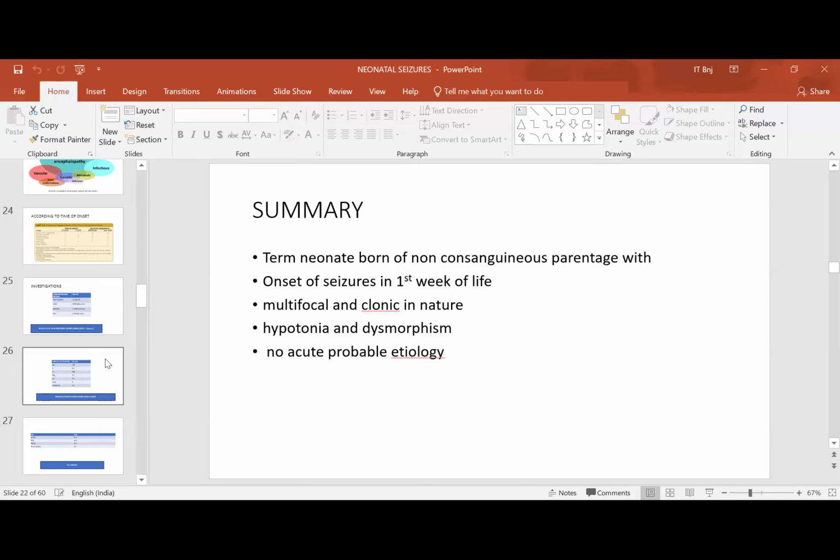Okay, I'll ask you one more question. Down syndrome is a classical example of central hypotonia. Is the baby drowsy? No.